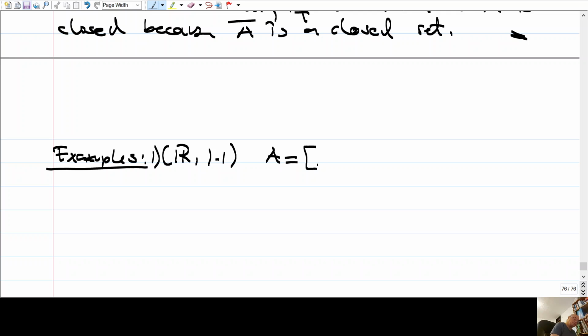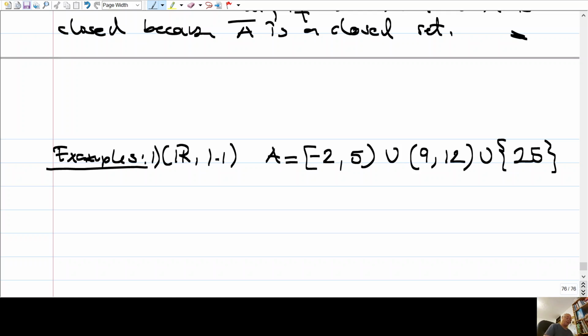Okay, -2, 5, and then 9, 12, and then 25, let's say. Let's consider interior, exterior, and all that stuff for this set. What is, for example, the set of interior points of A?